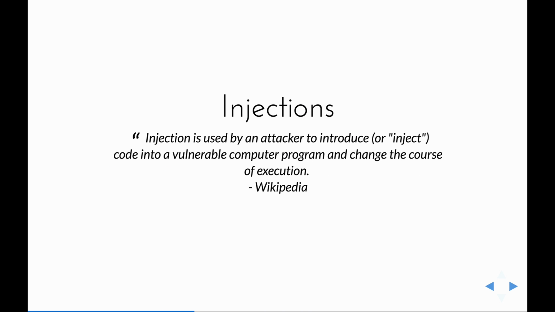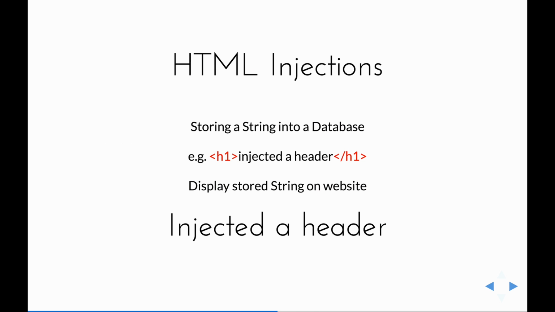So we start with injections, like in the last video. An injection is used by an attacker to introduce or inject code into a vulnerable computer program and change the course of execution. This is the citation from Wikipedia, and today we will learn about HTML injections.